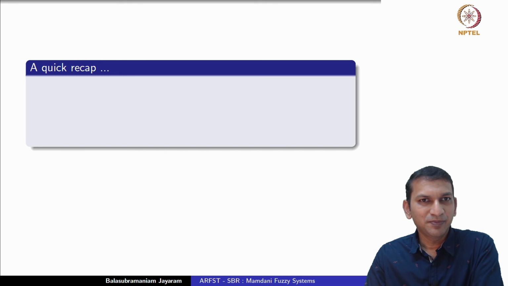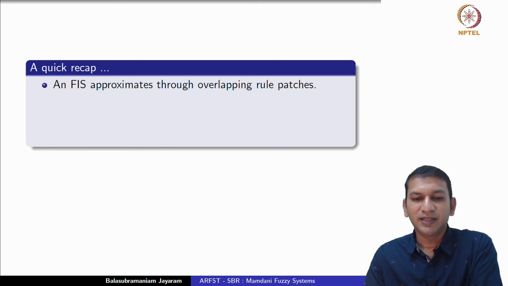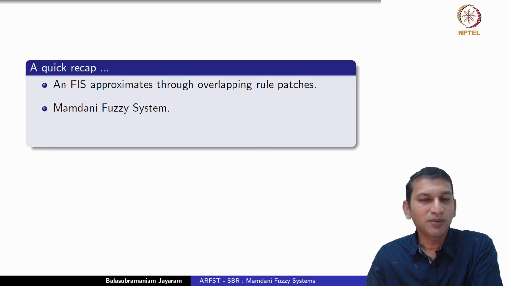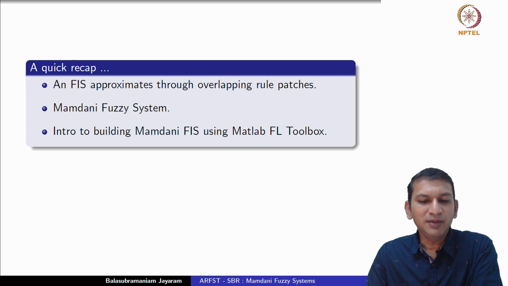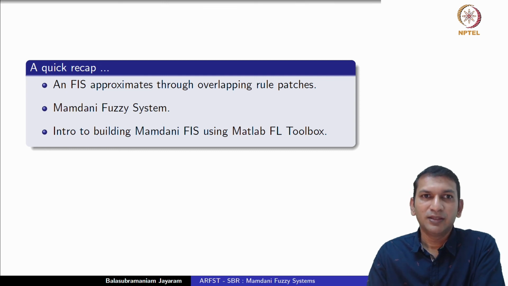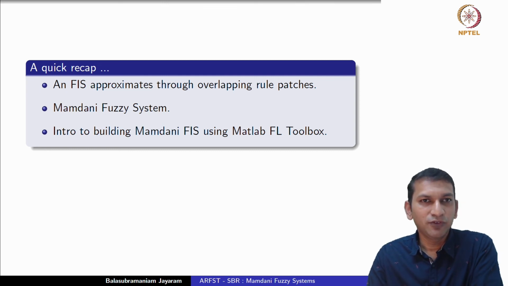So far in this lecture, the importance of how a fuzzy inference system approximates a fuzzy system function is hard to exaggerate. It does it through overlapping rule patches. We saw what a Mamdani fuzzy inference system is, and we had a short introduction to building a Mamdani fuzzy inference system using Matlab Fuzzy Logic Toolbox. The idea was to show the environment of Matlab Fuzzy Logic Toolbox.